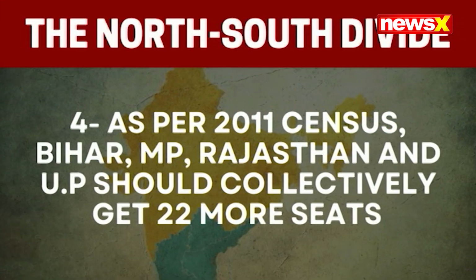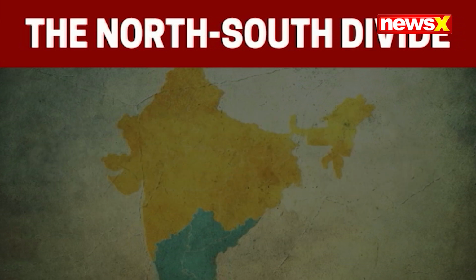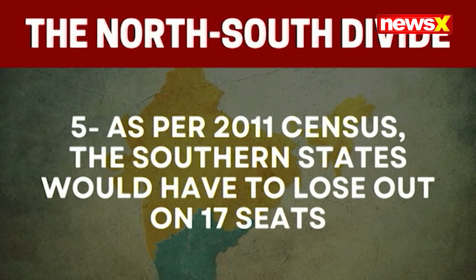As per the 2011 census, Bihar, MP, Rajasthan and UP should collectively get 22 more seats. But as per the same census of 2011, the southern states would have to lose out on 17 seats because they have been able to effectively flatten the curve as far as population is concerned. So, that is another parity that must be kept in mind when we are changing and readjusting the constituencies in the country.